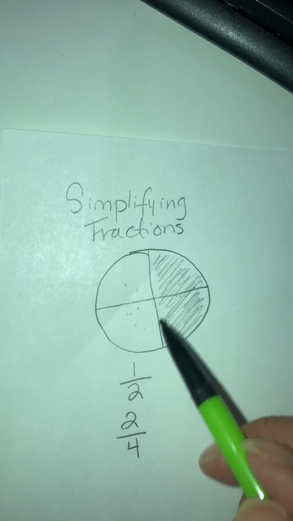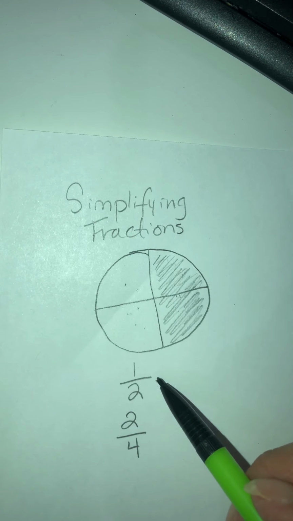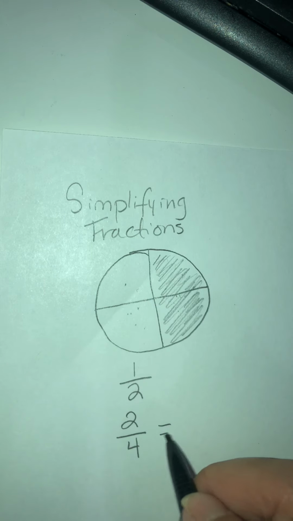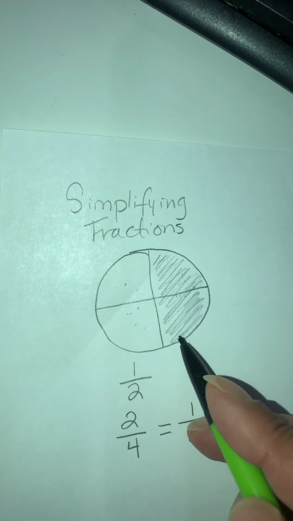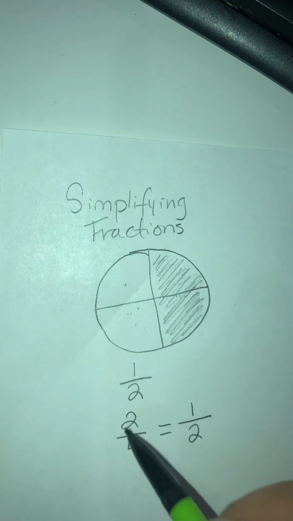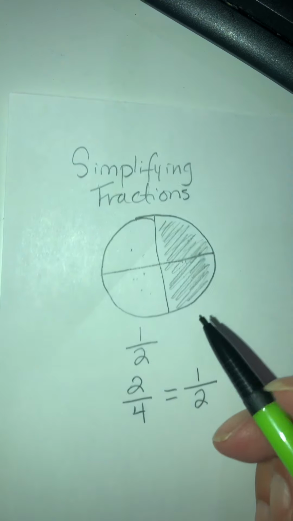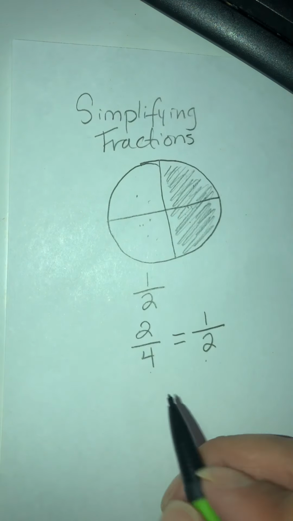But up here, we ate the same exact amount when it was divided into 2, which is 1/2. So 2/4 is actually the same thing as 1/2, right? Because we ate the same amount. We just divided it into more slices to get the 2/4. So what we're going to learn how to do is to get from here to here.